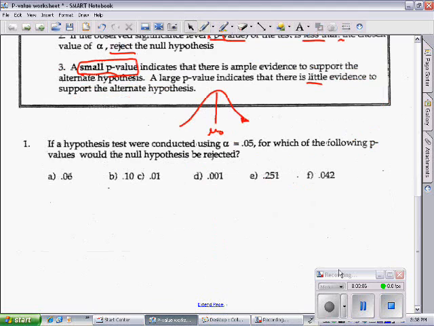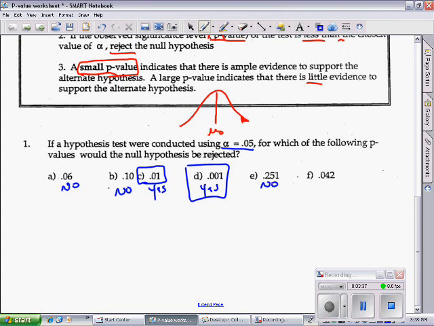So, example 1, if a hypothesis test said that alpha was 0.05, would I reject H0 in part A? No, because that's bigger. Part B? No. Part C? Yes, because there my p-value is less than alpha. How about D? Yes. E? No. F? Yes. What if I added G, 0.05? Yes. If my p-value equals my alpha level, I'm going to reject H0.